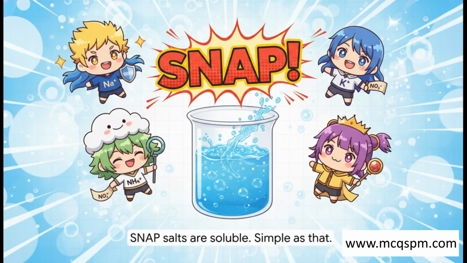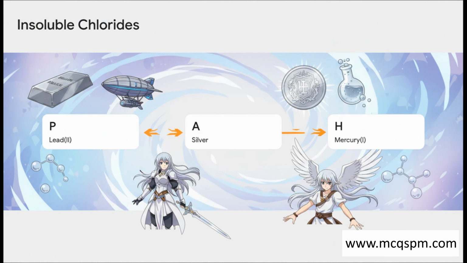Here is the first and honestly the most important rule you need to know. For salts that are always soluble, just remember the word SNAP. If you see a salt that contains sodium, nitrate, ammonium, or potassium, it is soluble. Period. No exceptions. SNAP salts always dissolve. Got it?